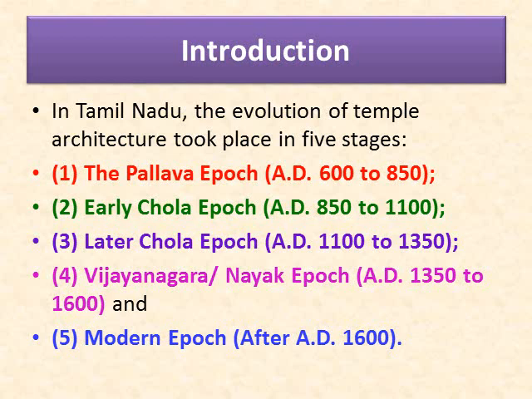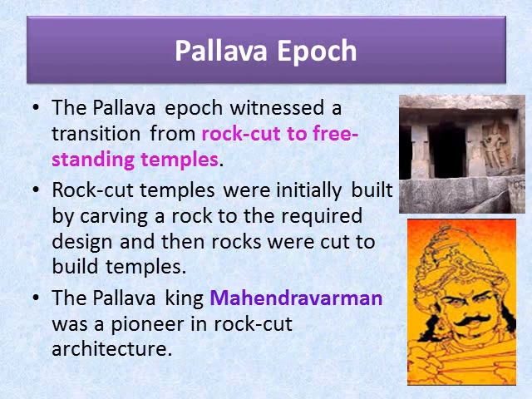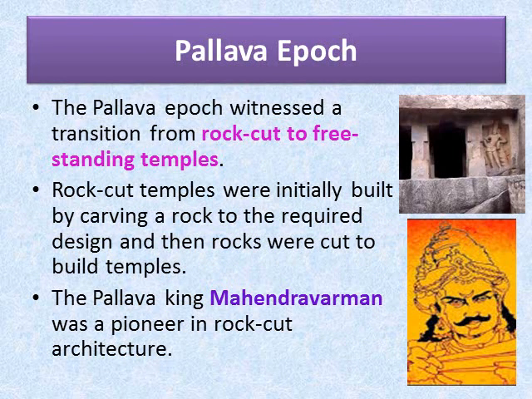And the period of the Pallava epoch was AD 600 to 850. That of early Chola was 850 to 1100. Later Chola epoch was from 1110 to 1350. The Vijayanagara or Nayak epoch was from AD 1350 to 1600. And the modern epoch was after AD 1600.